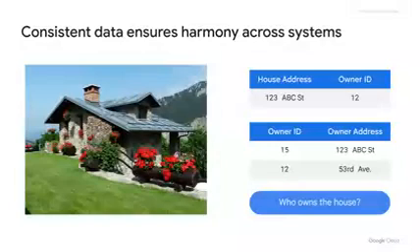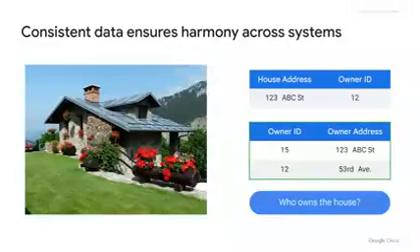Last but not least, we have consistency, and this is the dilemma here where you have potentially two owners for a house. You have two different tables, the house address, 123 ABC Street, and the owner ID of 12, and then you have an owner's table where it has owner ID of 15, but their address is 123 ABC Street. In Database 101, we call this a referential integrity issue. So who actually owns that house, right? Whose name is on the deed? And having consistent data, and we call this one fact in one place, gives you that harmony across many different systems, especially when it comes to joining this data later. You don't have any issues.